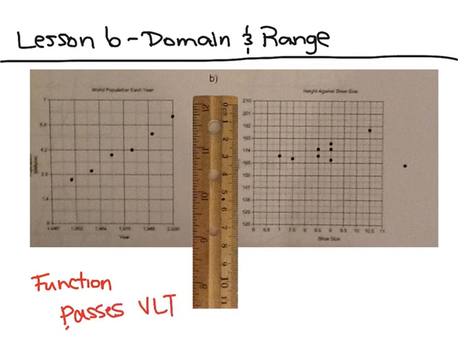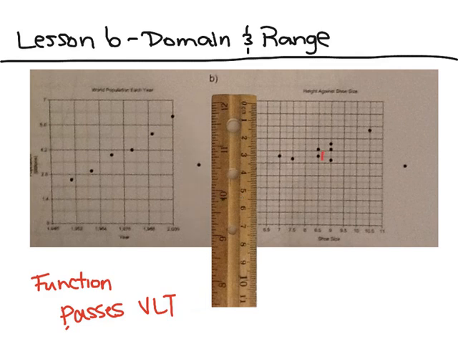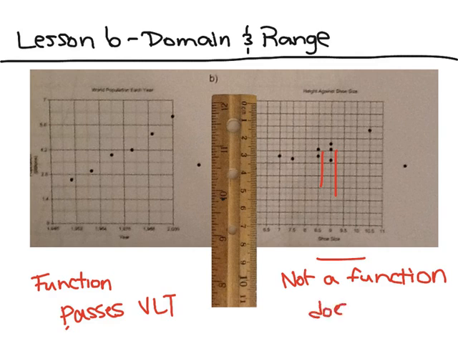Vertical line test, VLT. Now the second one, if we go across from left to right, once, once, then you get here and this ruler hits it twice. And right here, it hits it 3 times. So this one doesn't pass the vertical line test, so it's not a function. It's still a relation because it's related between the shoe size and the height, but it's not a function. It does not pass VLT.